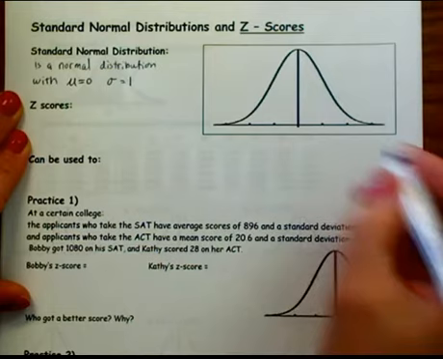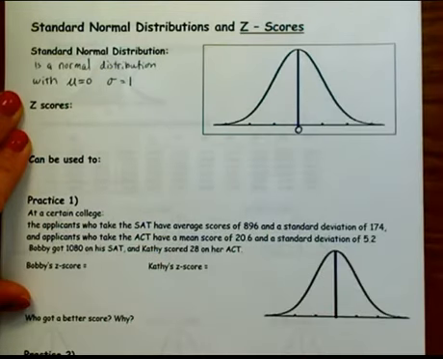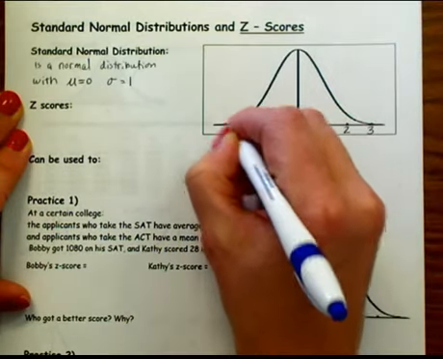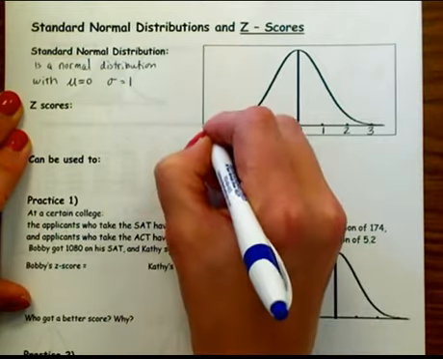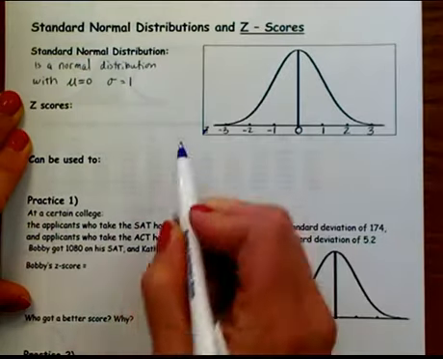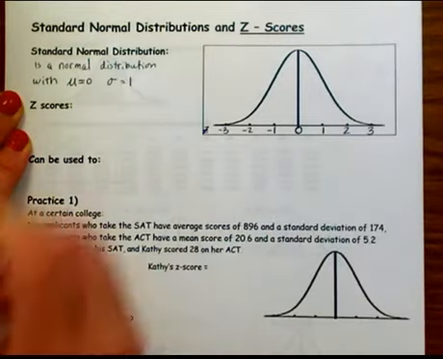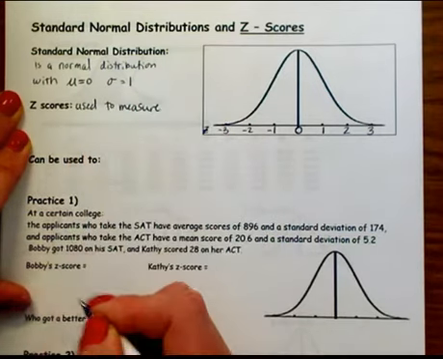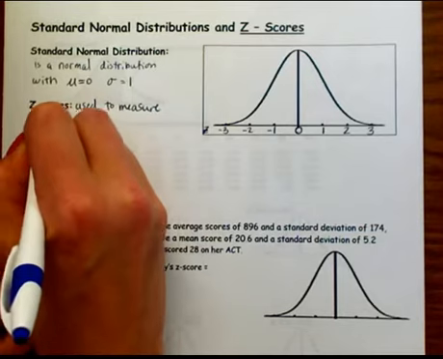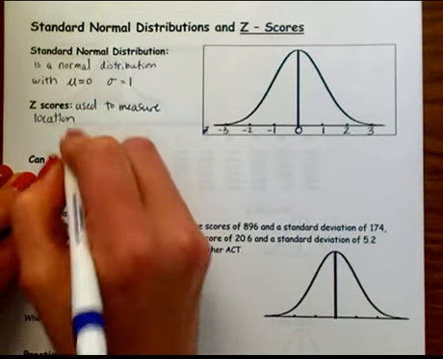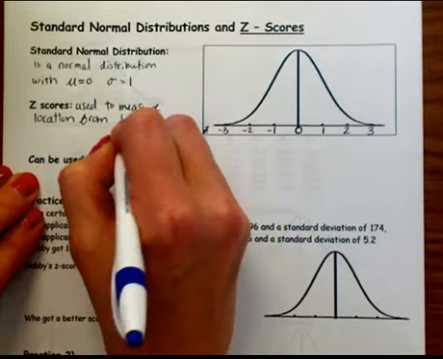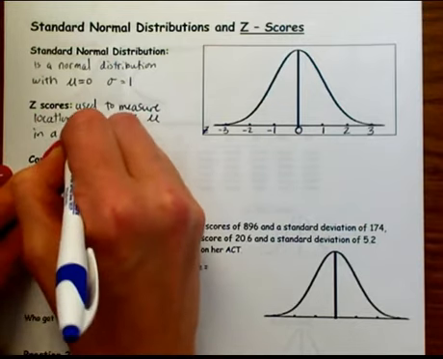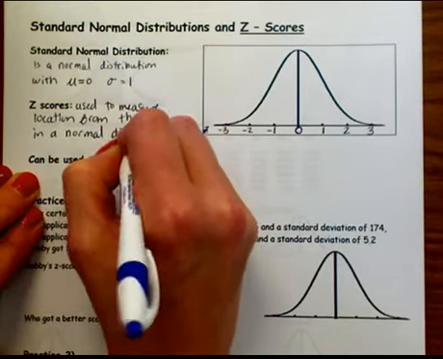So I look at my diagram here. That means that the middle is 0, 1, 2, 3, -1, -2, -3. Now I'm just going to go ahead and label this Z because these are the Z scores. Okay? Z scores are used to measure location from the mean in a normal distribution.